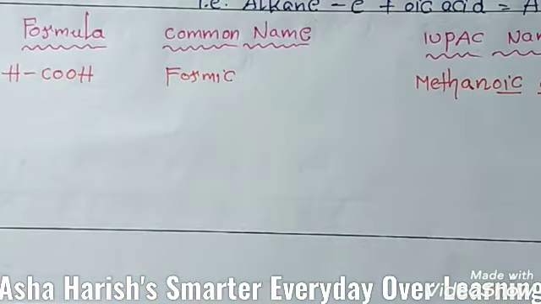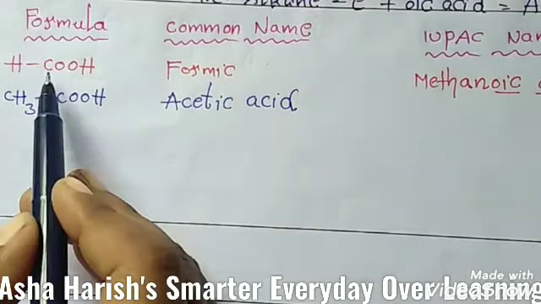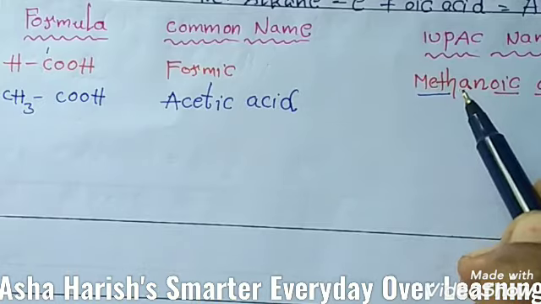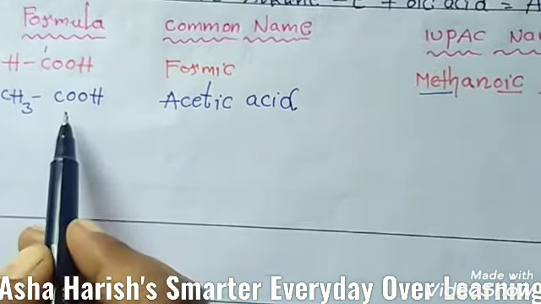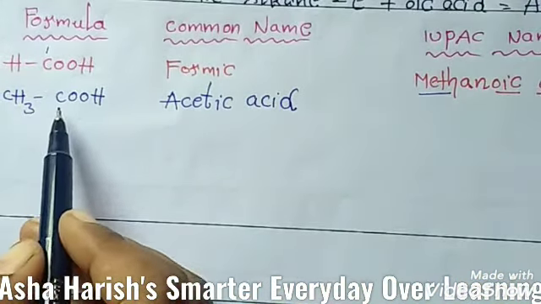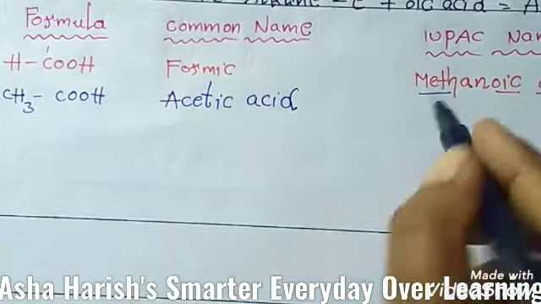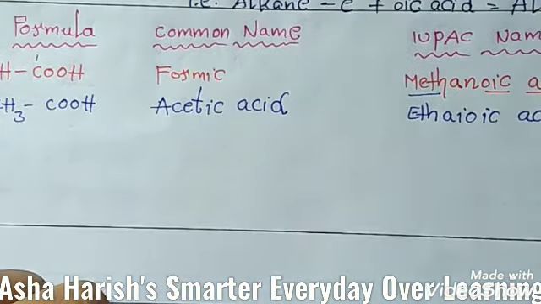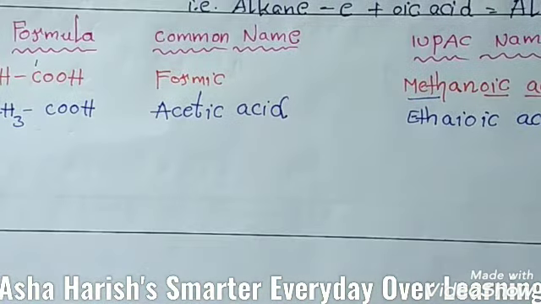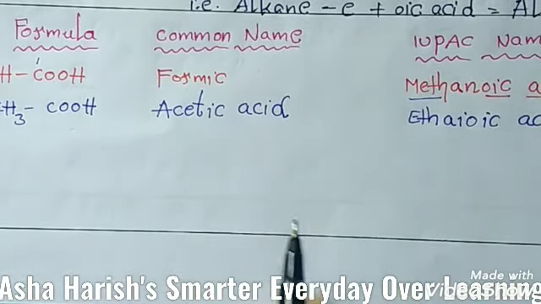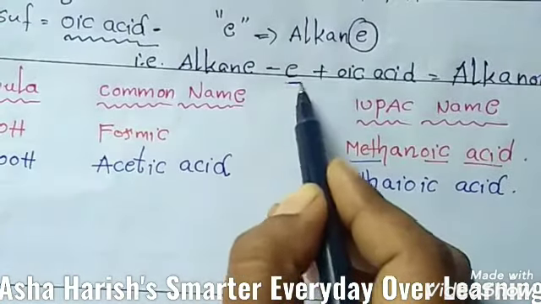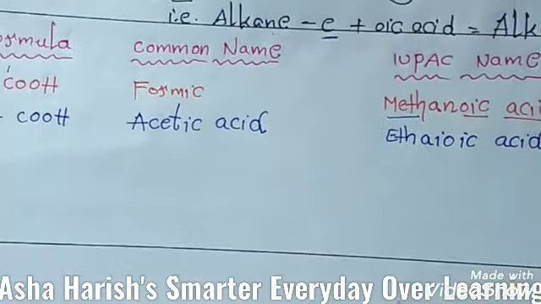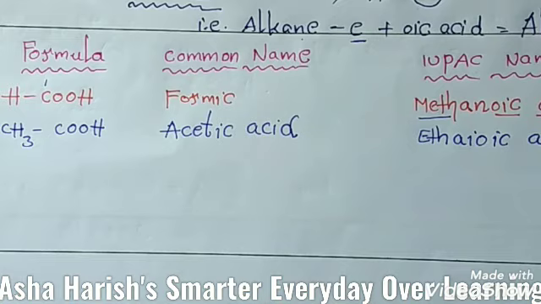And let's see the second example. In the first example, only one carbon is located, so the root word is meth. Coming to the second example, here we have CH3COOH. Here there are 2 carbon atoms, so the root word is eth. Based upon the single bonds, you should say it belongs to alkane. Then if you remove this E from alkane and add oic acid, you get ethanoic acid. That is the IUPAC name of this formula; the common name is acetic acid.